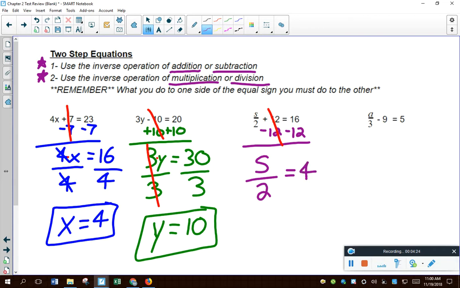To get s alone, it is currently being divided. The inverse operation of division is multiplying. So I'm going to multiply both sides of the equal sign by 2. The 2's will cancel, and we're left with s equals 4 times 2 is 8.